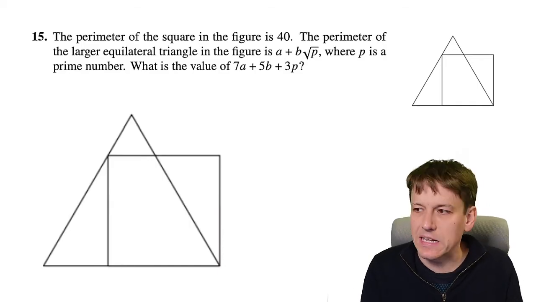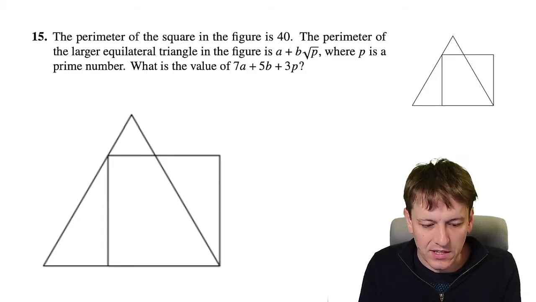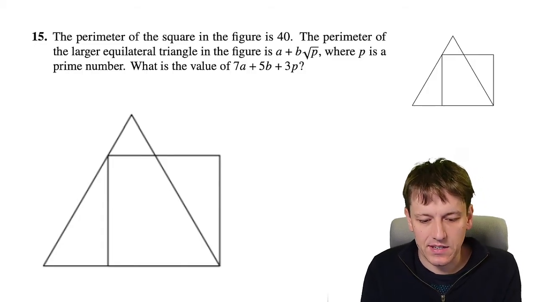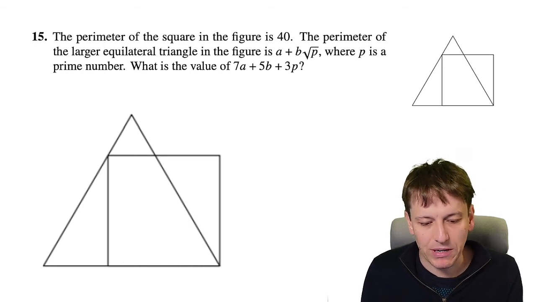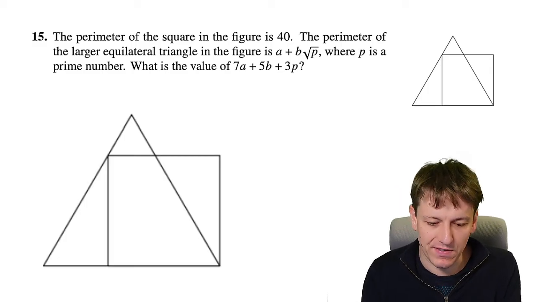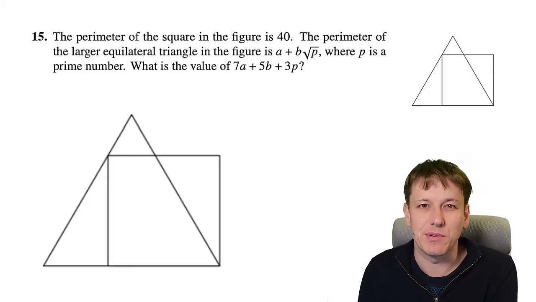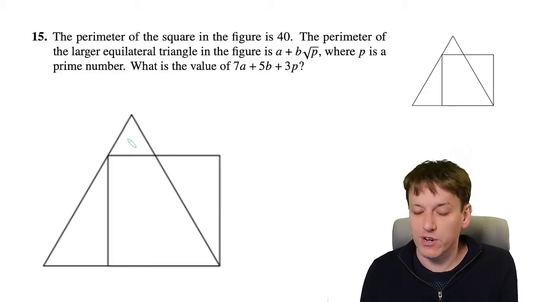In this question I've just made a slightly bigger copy of the picture to work on, but we're told in this picture the square has a perimeter of 40, and we want to know what the perimeter of the larger equilateral triangle is, basically in this form, and then we will do some manipulation of the values to get an answer suitable for entering in the kangaroo. But basically the question is, what's the perimeter of the large equilateral triangle?